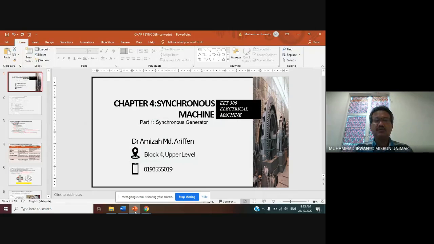Okay, in this section we want to discuss the synchronous machine. Same as the DC machine, which can be divided into two parts, generator and motor, the synchronous machine here can also be divided into two parts, generator and also motor.